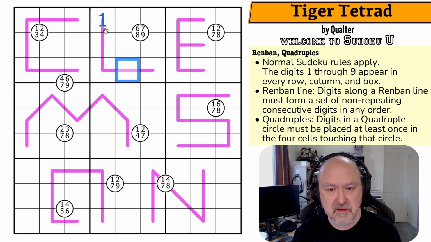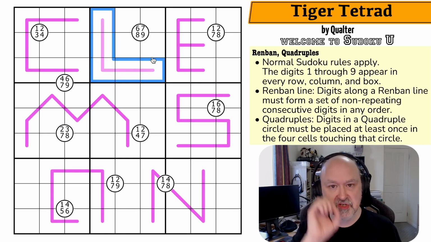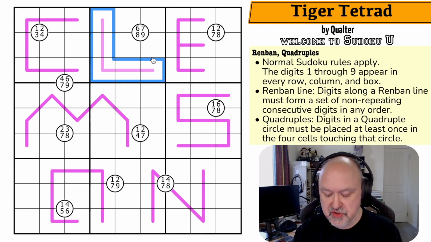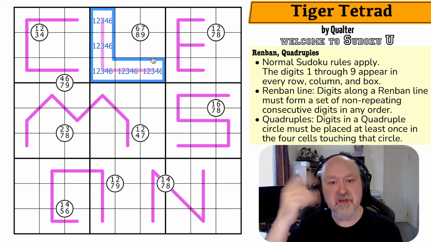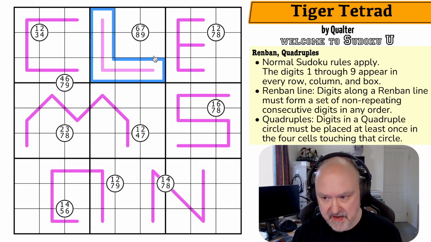You could go 1, 2, 3, 4, and 5. That would be fine, but if you took the digits off the line and sorted them, they would be a run of digits. You couldn't do 1, 2, 3, 4, 6, because if you took those digits off and sorted them, they're not a run of digits. That's how Renban lines can work.